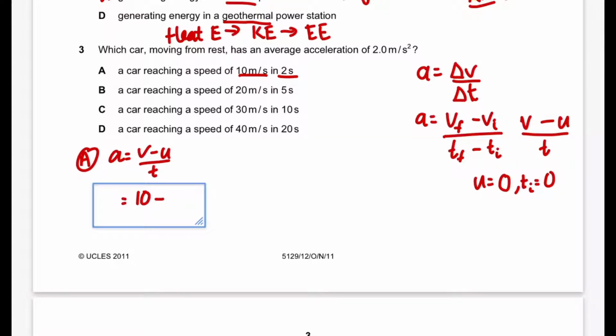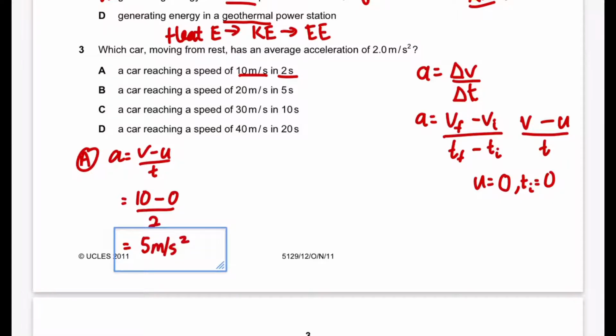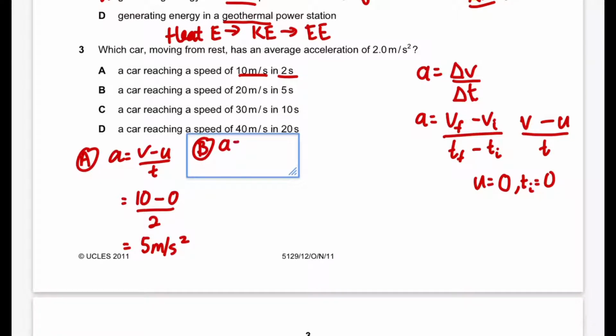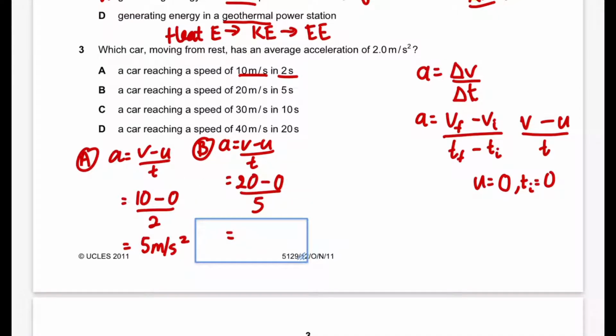Minus U equal to 0 divided by 2. So 10 divided by 2 is 5 meter per second square. So that's not what we're looking for, but let us move on. B, a car reaching a speed of 20 meter per second in 5 seconds. Again, the same formula. It's good to rewrite the formula back so that we are aware of what's in there. So V is 20, U is 0, T is 5. 20 divided by 5 is 4 meter per second square.